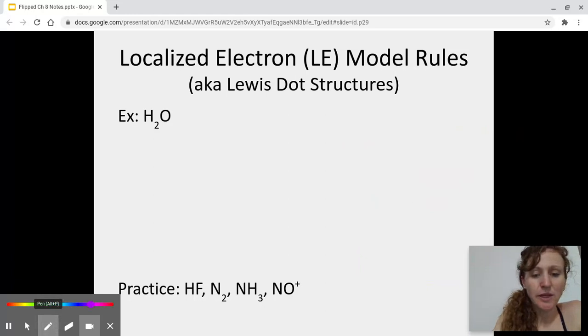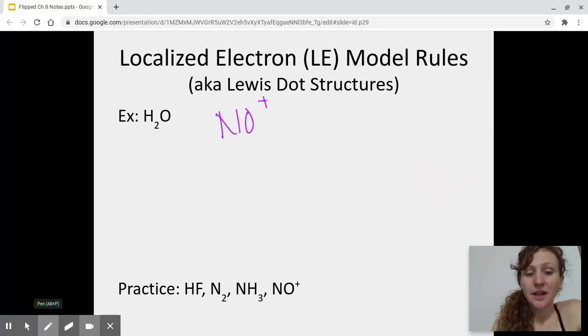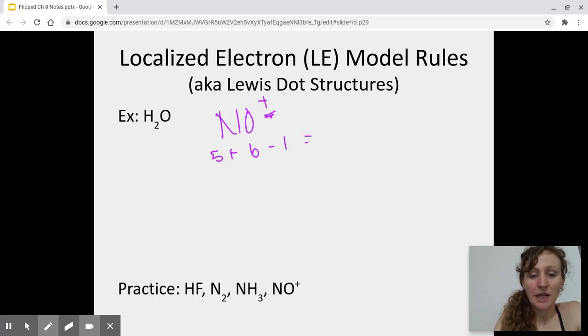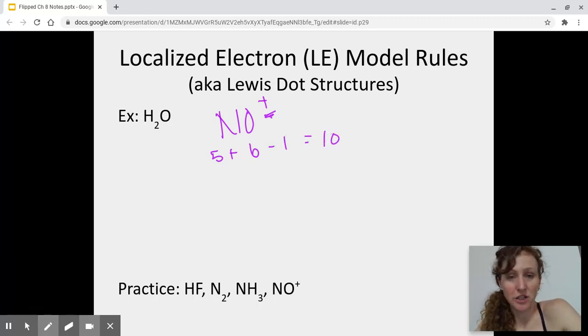All right, last one, NO+. Now, this one, nitrogen has 5, oxygen has 6, but it has a plus sign. So anytime you're dealing with an ion, you need to respect the charge by either adding or subtracting the electrons that have been added or subtracted off this compound. So positive charge means we lost negative electrons. So I'm going to subtract 1. I am working with 10 electrons here.